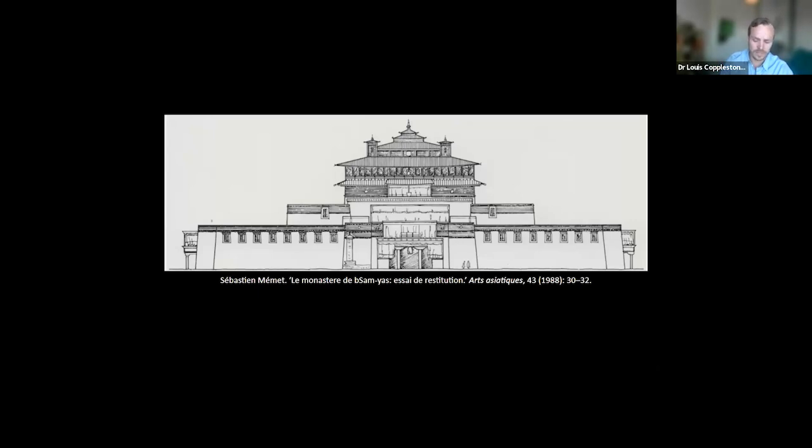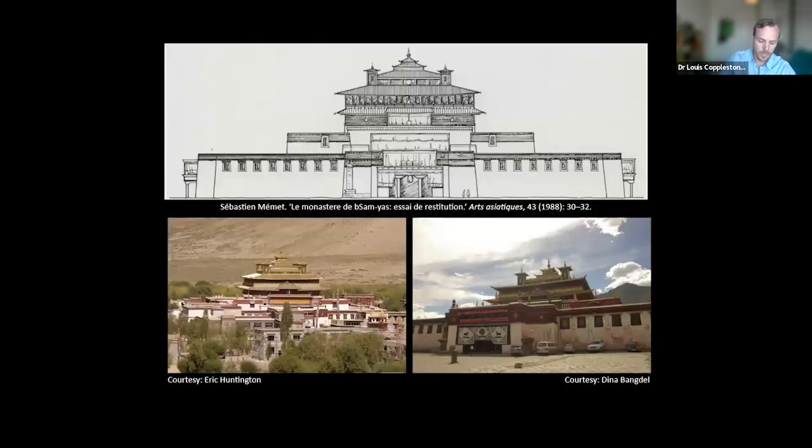Looking at the central temple here through Sébastien Mèmes's brilliant drawings, we can unpick certain features that set Samye apart amongst the corpus of buildings in Tibet. And Samye is unmistakable in plan and elevation. It's unique. While later temples in Tibet may refer to it as a prototype, the architecture of the second diffusion is clearly distinct, and Samye stands in many ways alone.